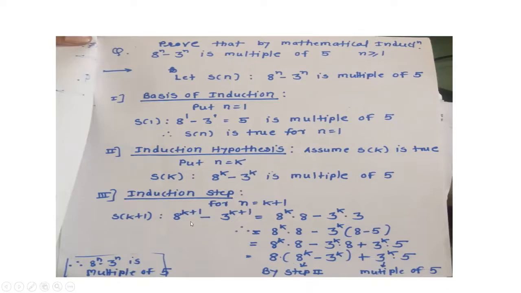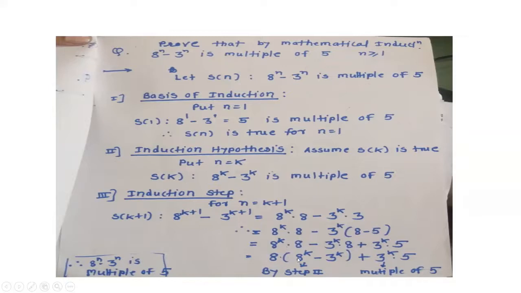Again, 8 raised to k plus 1 means 8 raised to k into 8, minus 3 raised to k plus 1, which is 3 raised to k into 3. Here we make some adjustment again. 8 raised to k into 8 minus 3 raised to k, and we adjust for this 3: 8 minus 5 is nothing but 3. So 8 raised to k into 8 minus 3 raised to k into 8, plus 3 raised to k into 5.